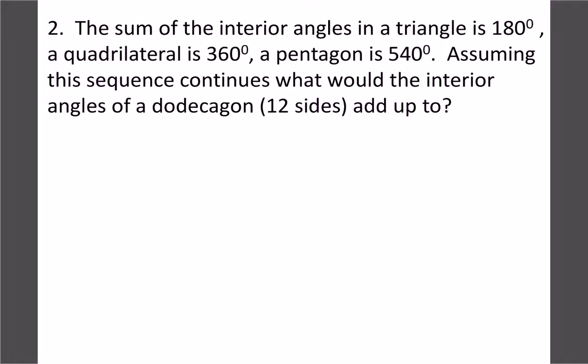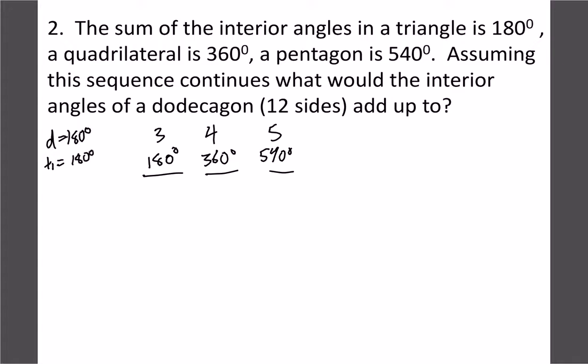Okay, here's another one. It says the sum of interior angles in a triangle is 180 degrees. So a 3-sided shape is 180. A quadrilateral, a 4-sided shape, is 360. A 5-sided shape is 540. So you can see our pattern basically increases by 180. We just add 180 each time. So in this case our D is 180. Our term 1 is 180 as well.